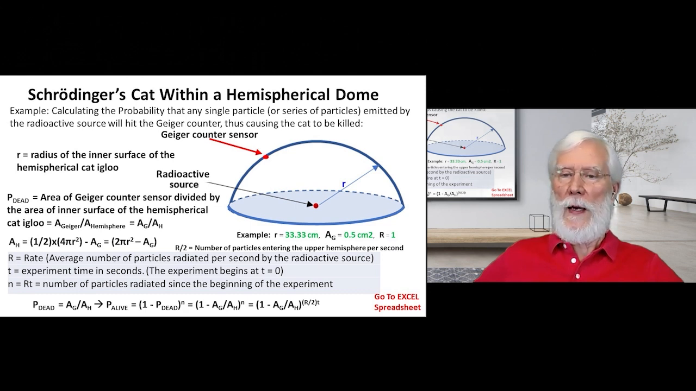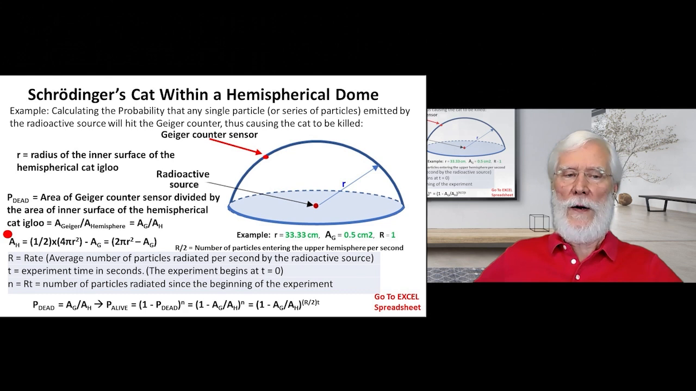So anyway, if we take the area of the hemisphere and divide that into the area of this, that's the probability that some random shot that could hit anywhere inside this hemisphere is actually going to hit here rather than any place else. It's this area divided by all the rest of the area. And that's what we have over here. It's the area of the Geiger counter over the area of the hemisphere. And here I just expanded that a little bit.